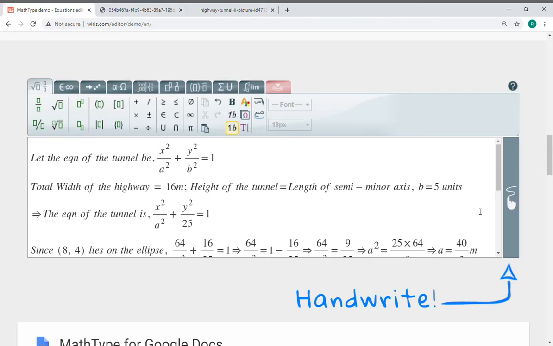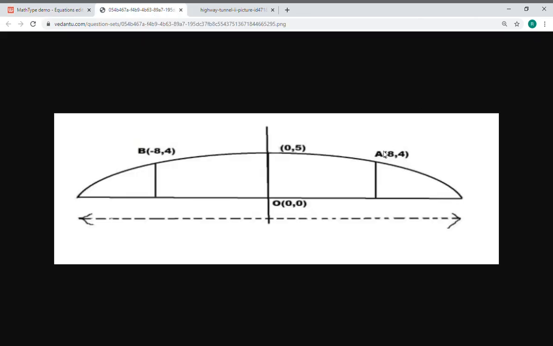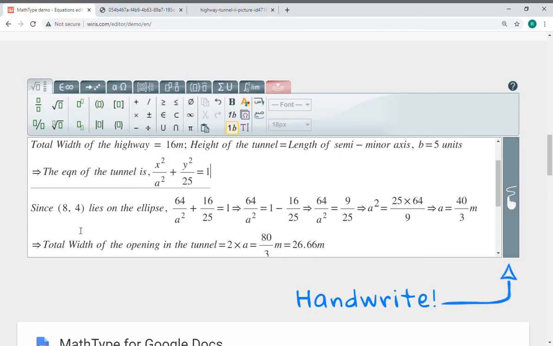So when I substitute b equal to 5 in the equation of the ellipse, I get x square by a square plus y square by 5 square 25 equal to 1 வரும். அடுத்தது இங்க பாத்தீங்கன்னா 8,4ங்கிற பாயிண்ட் எங்க இருக்குன்னா on the ellipse. So I substitute 8,4 in the equation of the ellipse. So x equal to 8, y equal to 4 எடுத்தா I get 64 by a square plus 16 by 25 equal to 1. So I get 64 by a square is equal to 1 minus 16 by 25.